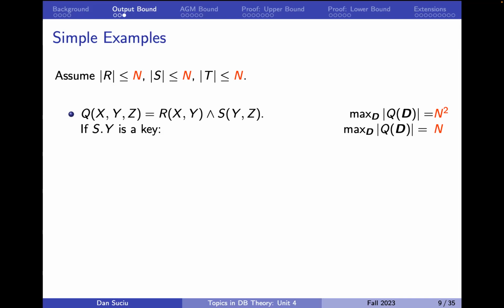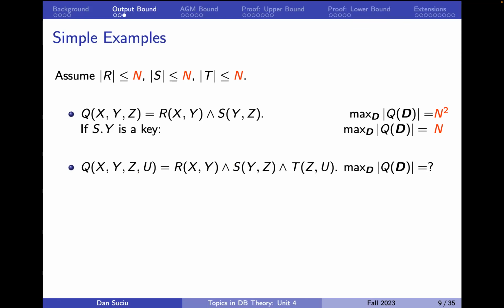So we will set this aside. For most of this lecture, we will not consider keys, but towards the end, I will show you how to add keys. Okay, another one. Here is an interesting one. So no keys, no assumption about keys. Every relation has size n. It's a chain of length 3. How large can the output size be?